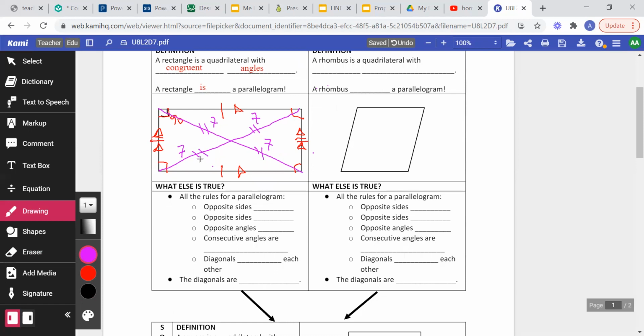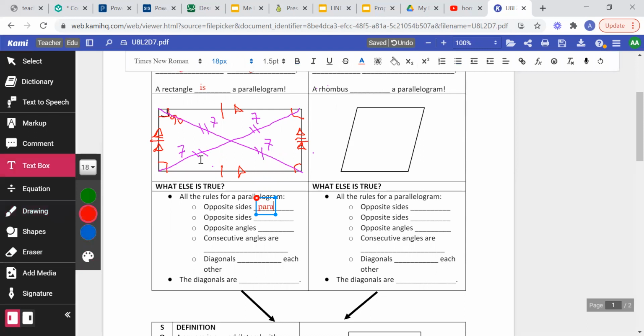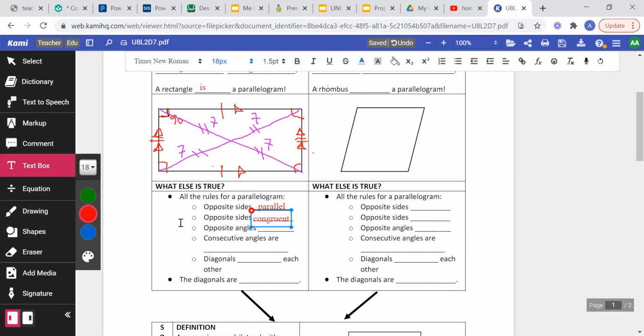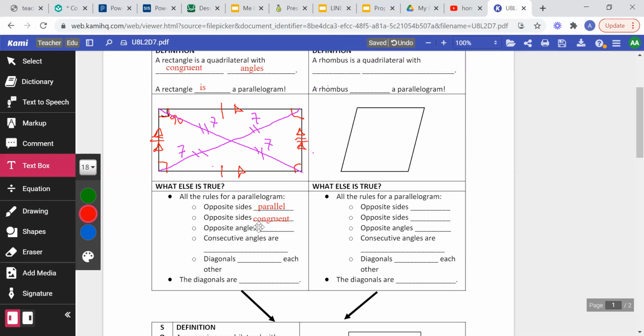So what else is true here? All the rules for the parallelogram occur in a rectangle. The opposite sides, we're going to say, are parallel. According to my drawing, the opposite sides are parallel. And aside from being parallel, they are also congruent. Opposite sides are parallel as well as congruent. And what else? Opposite angles are also congruent.